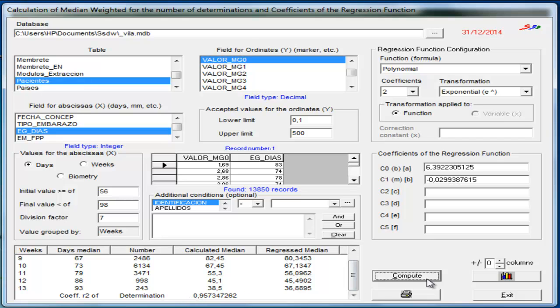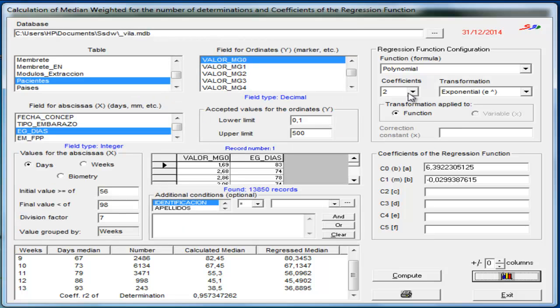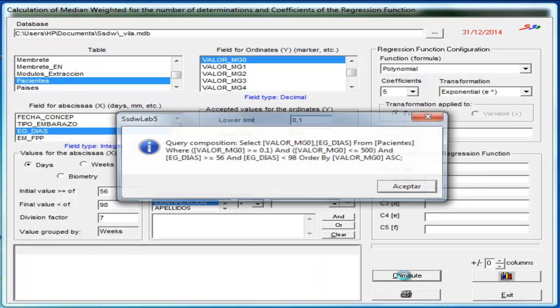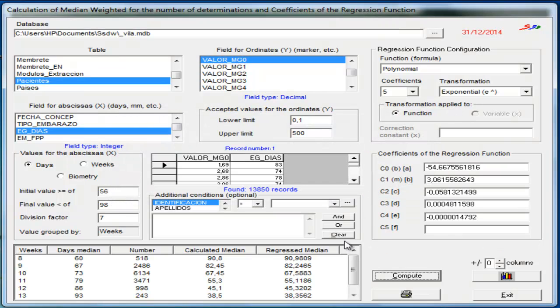Let's try again with a more complex equation, an exponential with 5 coefficients, 4th degree, which a priori will best suit the data we have. We see clearly that both the calculated median and the regression median are much better. The coefficient R2 has improved to 0.98.